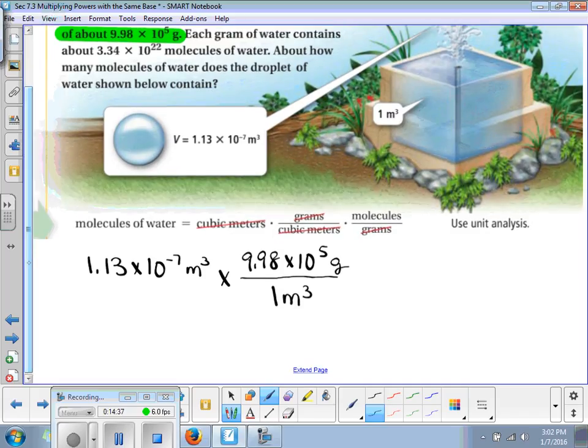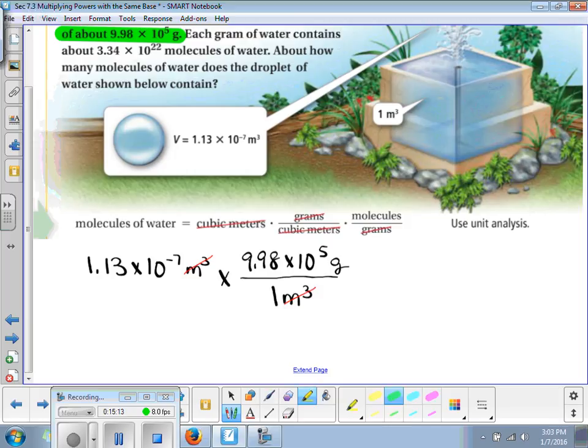Now look at what happens. What happens when you have meters cubed in the top and meters cubed in the bottom? They cancel out. Very good. So those cancel out. What units do I have left here? Grams, right? You have grams left. So if I multiply this number, it's going to tell me how many grams are in that droplet of water, right? But I don't want grams. What do I want? How many molecules, right?